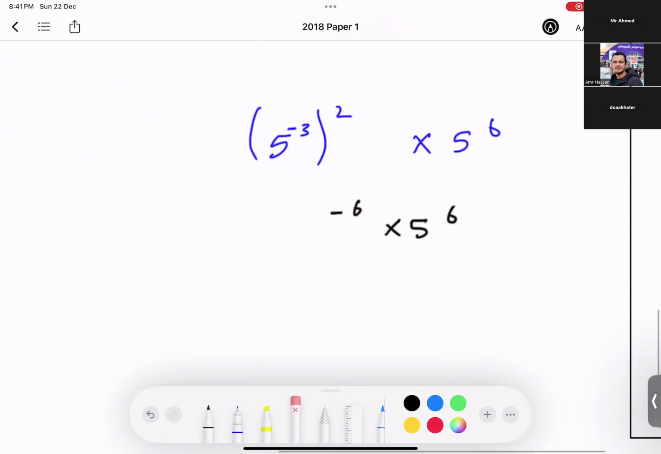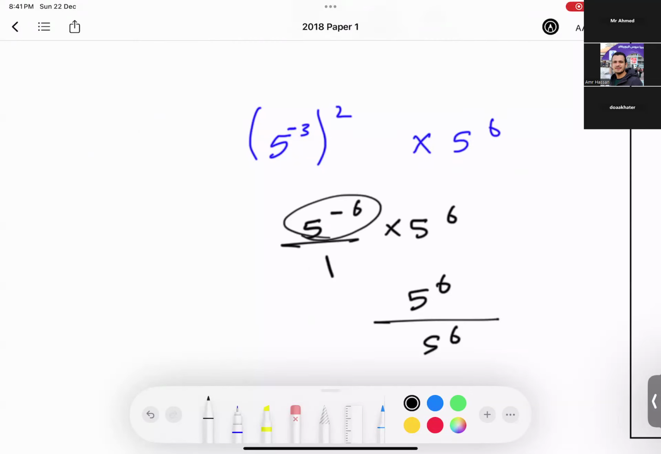So you could write it just like 5 to the power of 6 over 5 to the power of 6. This one has changed because I swapped their places, right? So you need to cancel each other out, and we end up with 1. Did you get it?